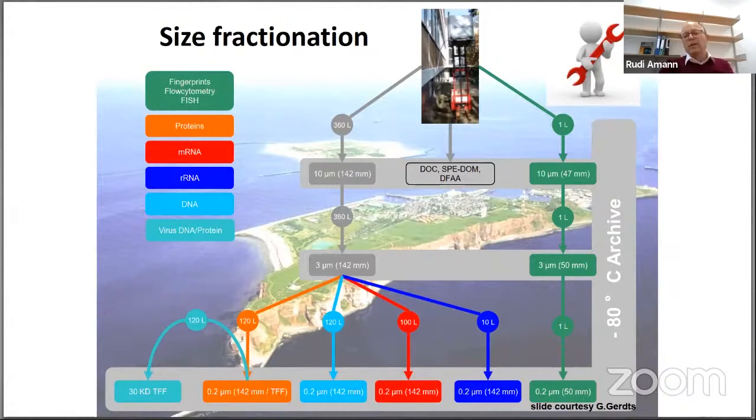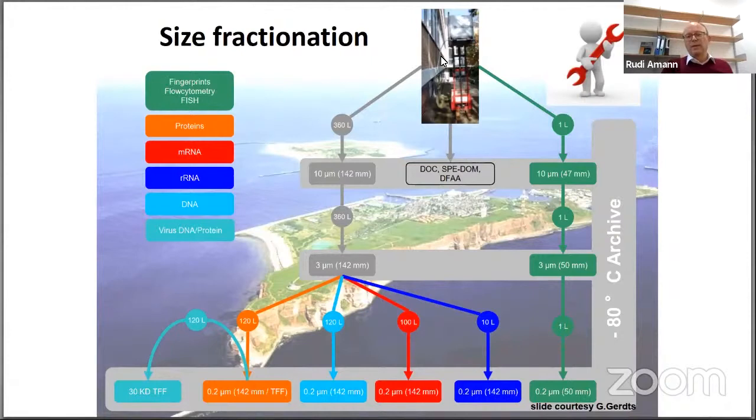Now, the first and most important thing is, for certain applications like proteomics, we still need dozens of liters, maybe no longer hundreds of liters, but we need a lot of water. For other applications, we only need a liter. For microscopy, we might only need 10 milliliters or so. But the most important thing is we do fractionated filtration.